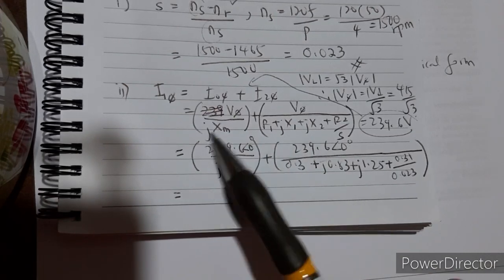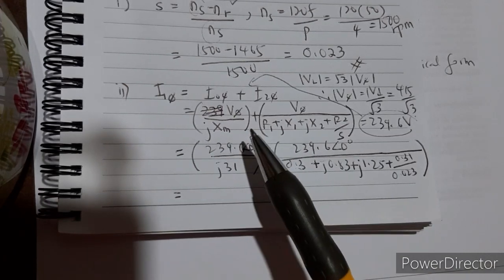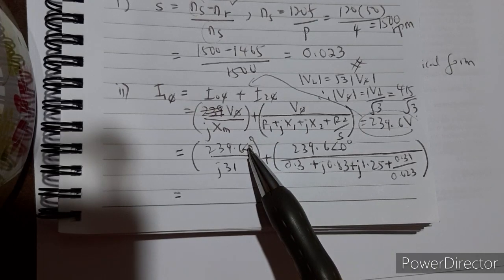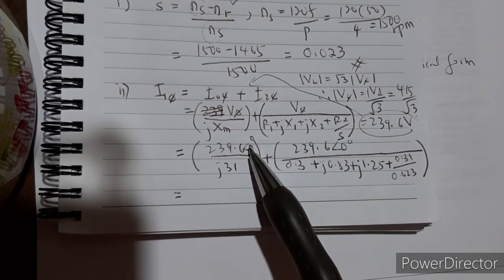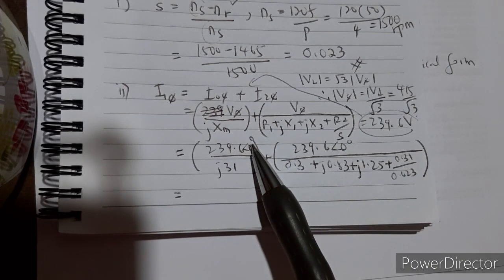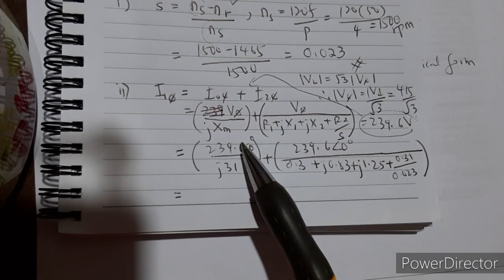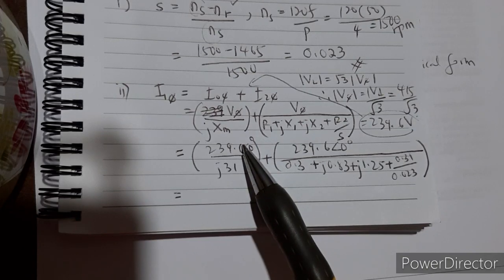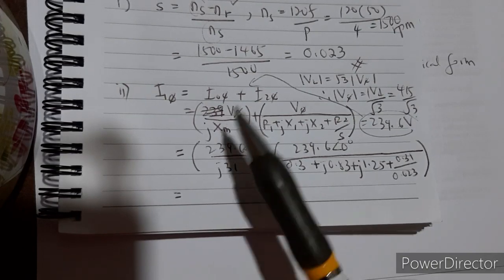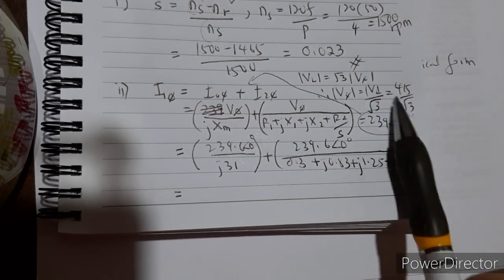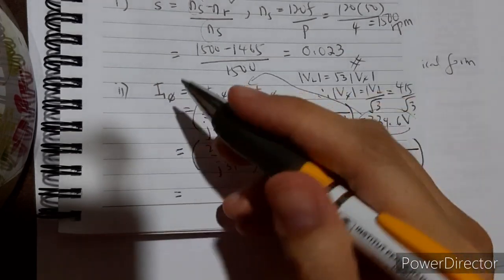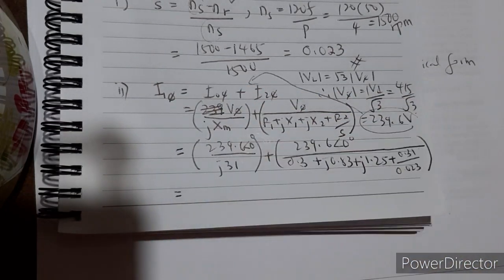Before that, I would like to remind that this part is important, yeah. If it's star connected, you have to convert from V line to V phase. But if it's delta, since we know that V phase equals V line, you don't have to convert V line into V phase because they are the same. So for star, make sure you convert according to this formula, yeah.